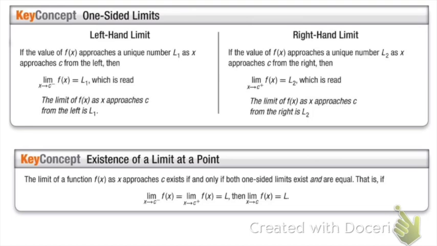So the limit as x approaches c from the left of f of x has to equal the limit as x approaches c from the right of f of x. It has to be the same number. And if both of those things happen, then we will say the limit as x approaches c, with no negatives or pluses in it, just x approaches whatever the c value is, of f of x is that L number. So left and right hand sides have to be the same. If they are, then we have a limit.